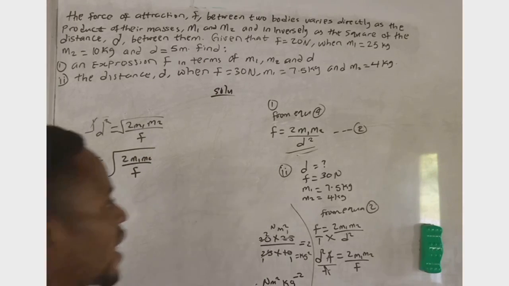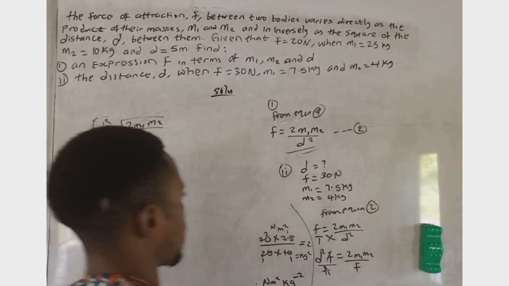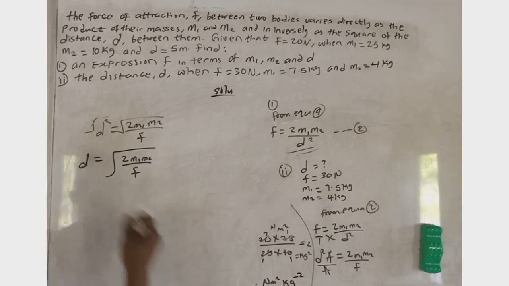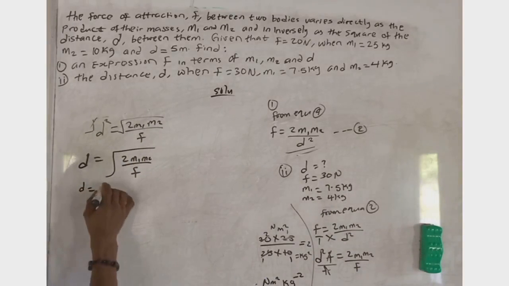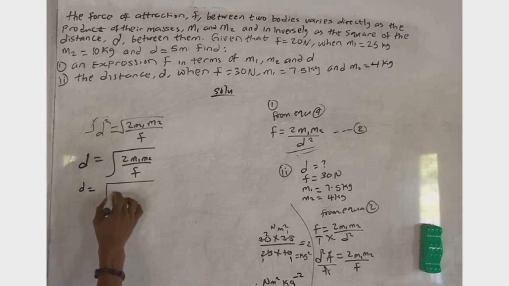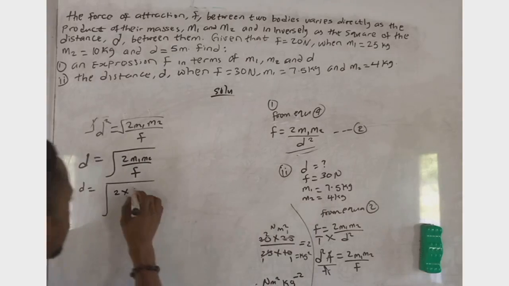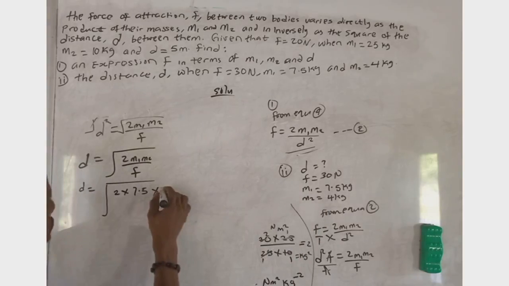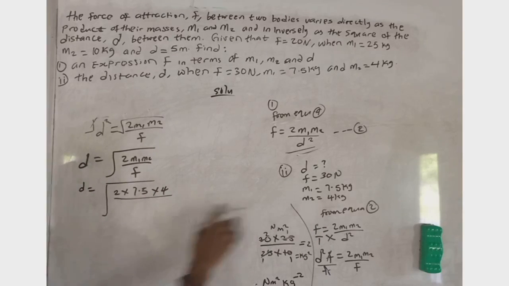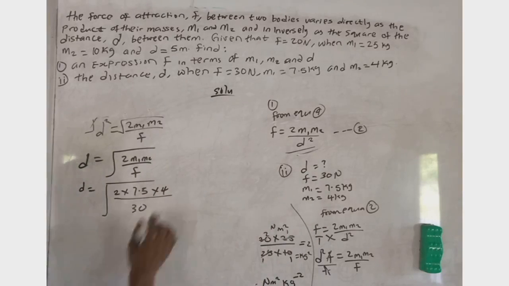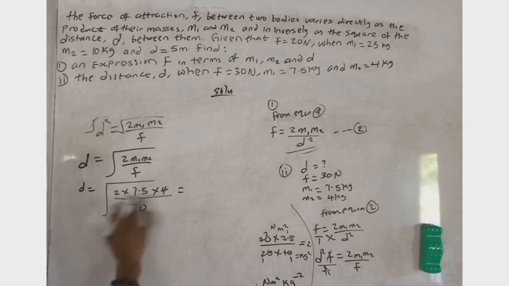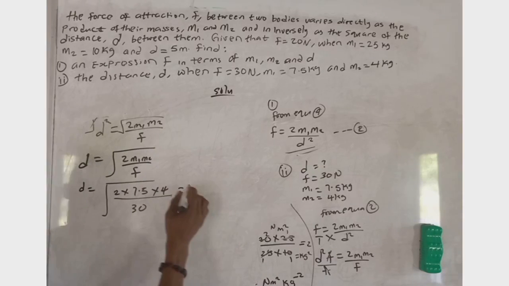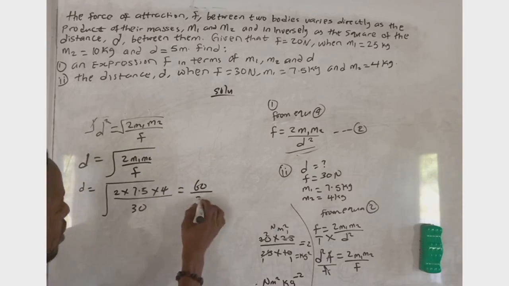So now let's input our data. Our F is 30, m1 is 7.5, and m2 is equal to 4 kg. So let's put it here. D is equal to the square root of 2 multiplied by m1, 7.5, multiplied by m2, 4, divided by F, 30. Now let's multiply this. 2 times 4 is 8, times 7.5 gives us 60, divided by 30.